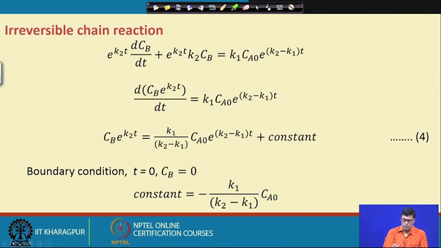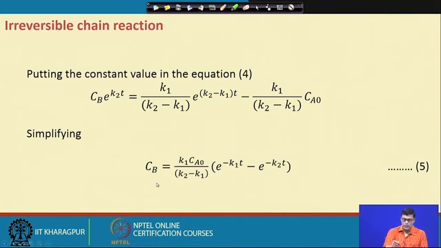Now when you do the differentiation of this, finally we come across this equation: d(CB e to the power k2t) equal to k1 by k2 minus k1 CA0 e to the power (k2 minus k1) t plus constant. Now we put the boundary condition at t equal to 0, CB equal to 0, then the constant value will be this much. Then finally we come across this equation, which I showed you: CB equal to k1 CA0 by (k2 minus k1) into (e to the power minus k1 t minus e to the power minus k2 t).